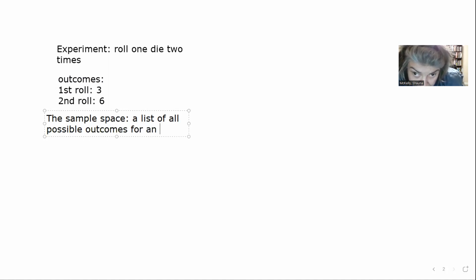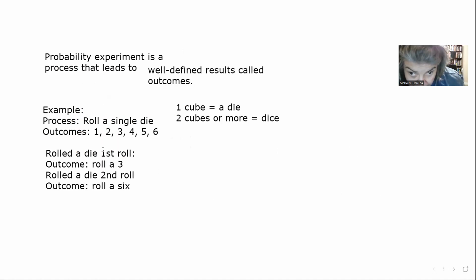for an experiment, for a probability experiment, okay? So when you saw me writing outcomes over here, I probably should add the word possible outcomes to that, okay? These are possible outcomes. So this actually is the sample space. And when we write the sample space, we normally write it in braces.